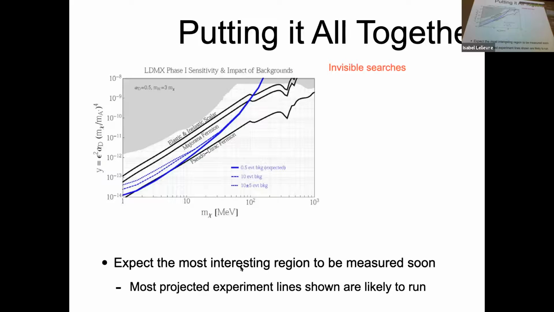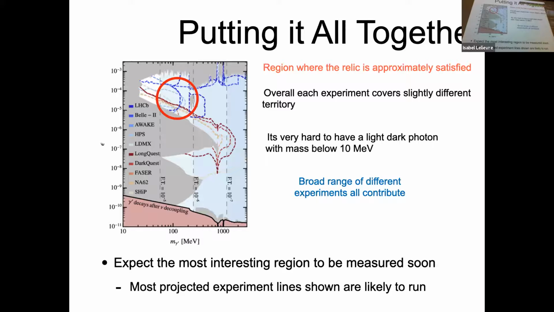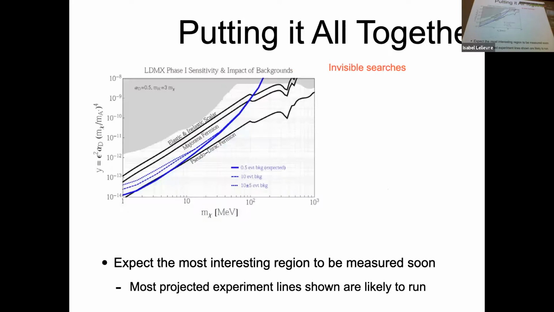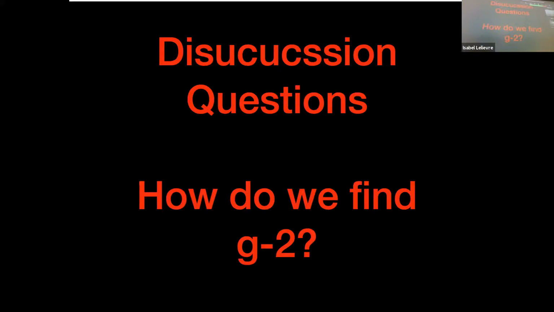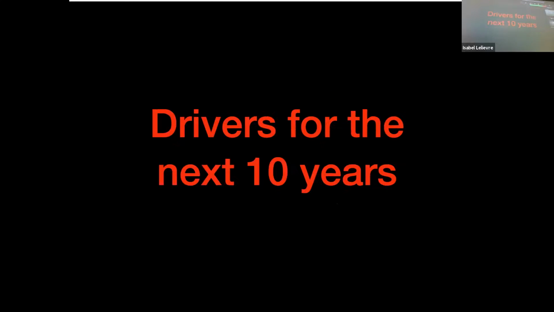Okay, so kind of putting it all together. These are the bounds for visible searches. The bounds for the invisible searches are driven by two experiments, NA64 and LDMX. And there are also these missing mass experiments, which are generally not as sensitive. All right, here's a discussion question, and let's discuss this tomorrow: how do we find something that explains g-2 and dark matter?